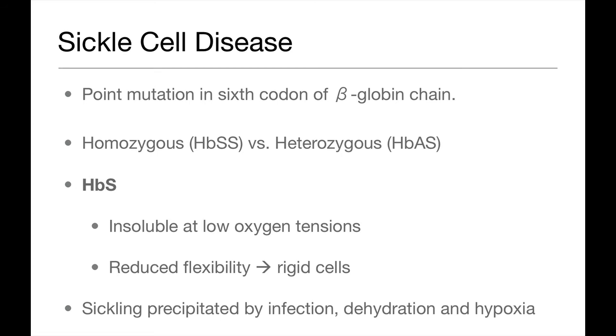The problem with having the homozygous genotype is that HbS, which is a type of hemoglobin that's formed as a result of this, is very insoluble at low oxygen tensions. And therefore, when the cells precipitate, there's reduced flexibility, the cells become very rigid, and they can cause hypoxia locally by blocking small vasculature. The other thing that's important to remember is that this process of sickling is precipitated by three key things: infection, dehydration, and hypoxia. And indeed, this forms the basis of management of these patients when they come in having a crisis.